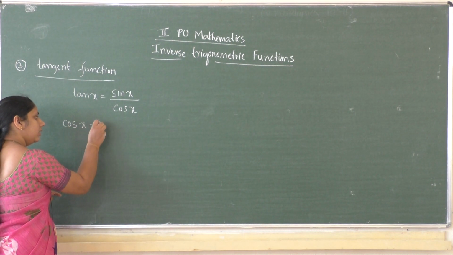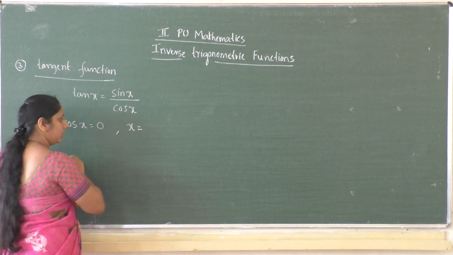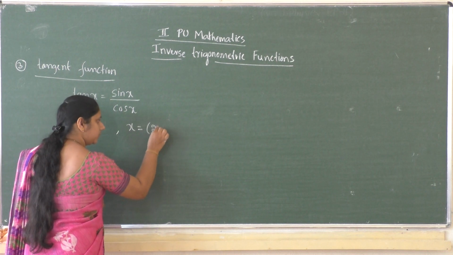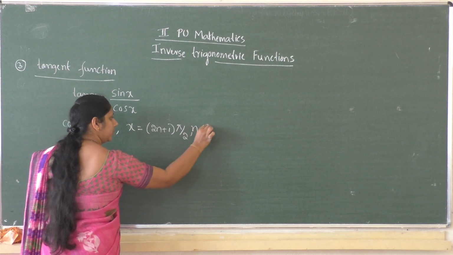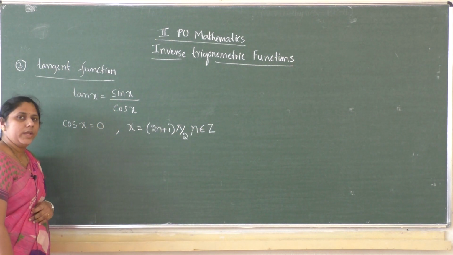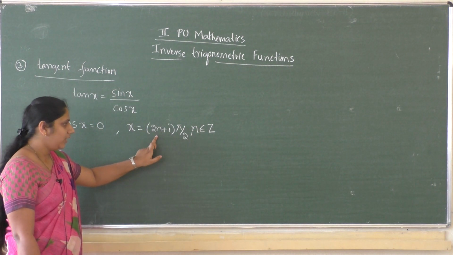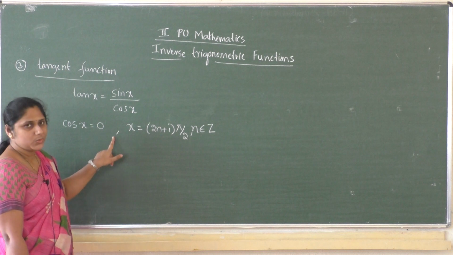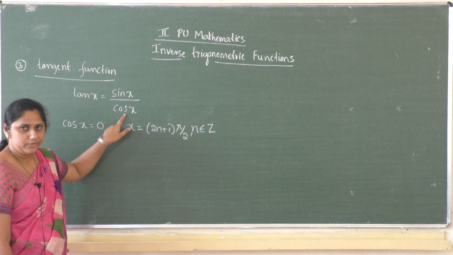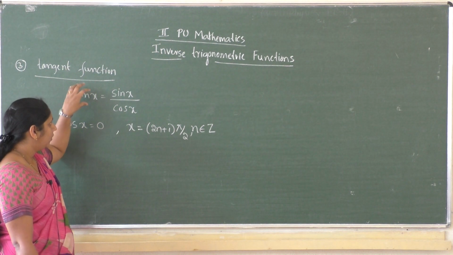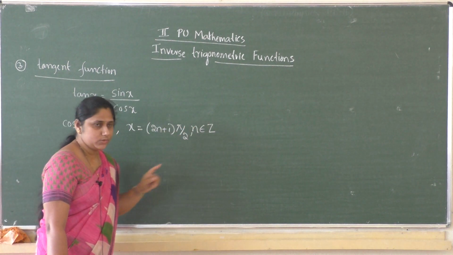But cos x equals 0 when x is an odd multiple of pi by 2, that is, x equals (2n plus 1) pi by 2, where n belongs to Z. For these values of x, cos x equals 0, and then tan x will not be defined. So in order to find the domain of tan, we have to exclude these values, right?